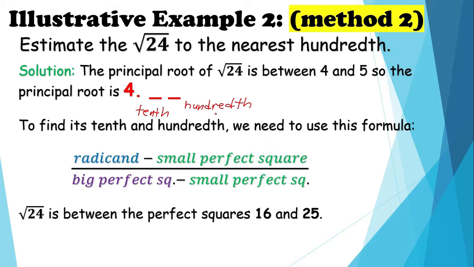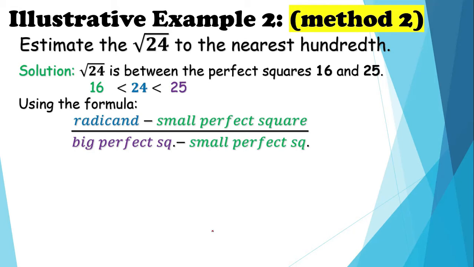So square root of 24 is between the perfect squares 16 and 25, wherein 16 is less than 24 and 24 is less than 25. Okay, so we have here the small perfect square, which is 16, and the radicand, which is 24, and the big perfect square, which is 25. So yun yung lalagay natin sa mismong formula.